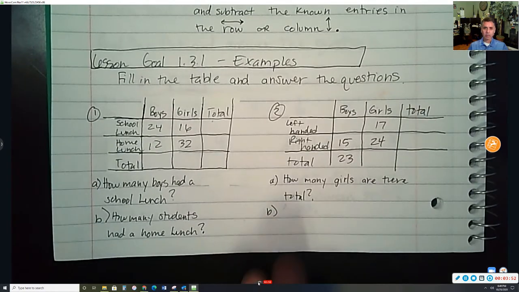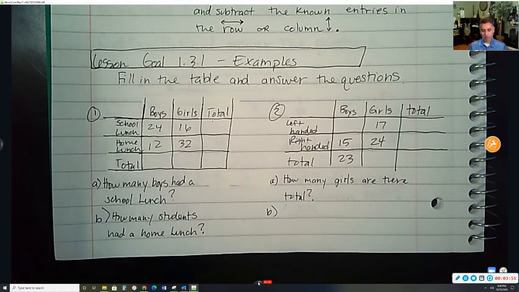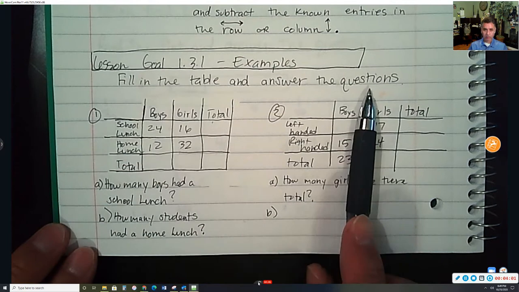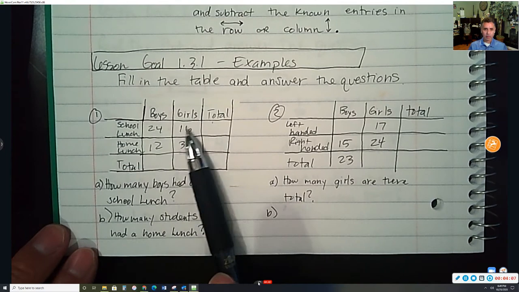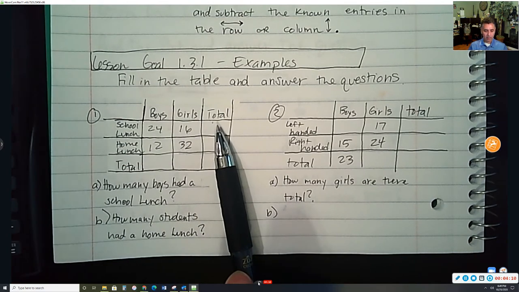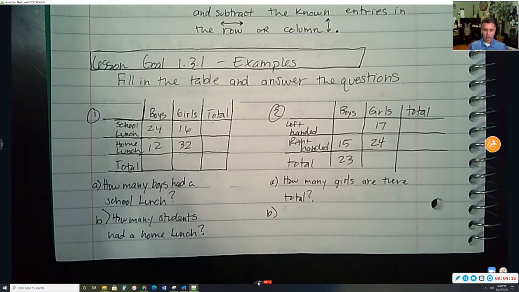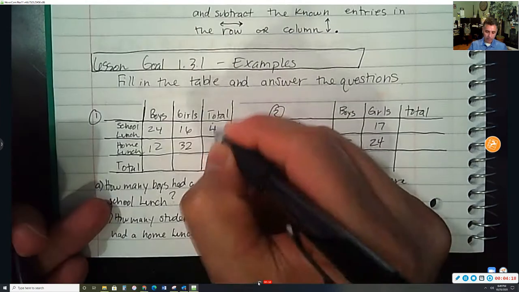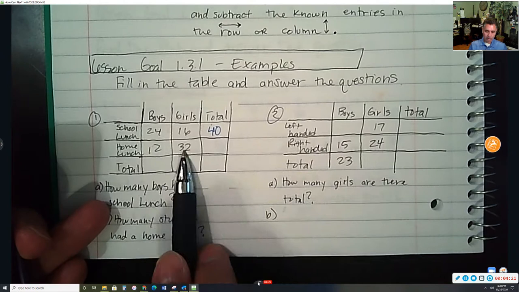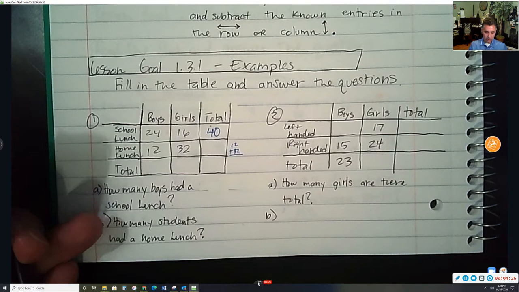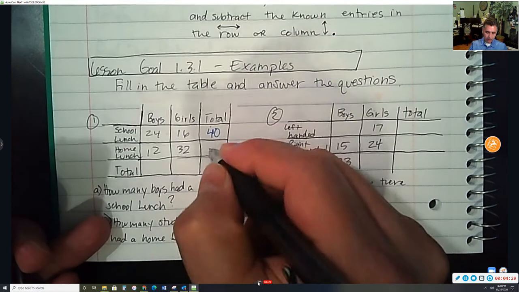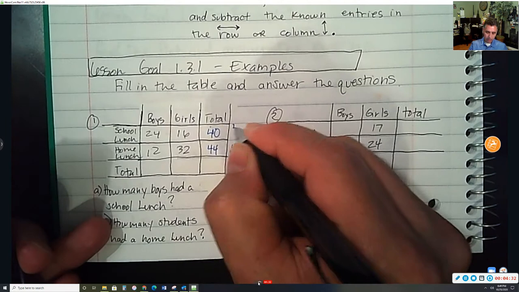Let's do these two examples real quick, and then we can work on today's assignment. Fill in the table and answer the questions. Again, if I want to find the total, I'm just going to add going across. I'm going to add 24 plus 16. That's 40. And I'm going to add 12 plus 32. I'm going to put it right here so you guys see it. That's 44. And this one was 12 plus 16.